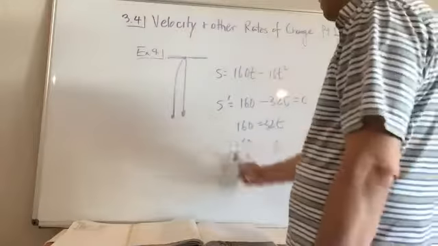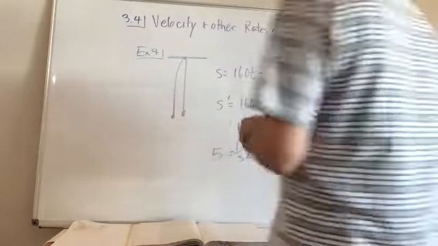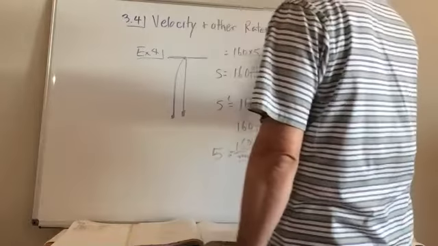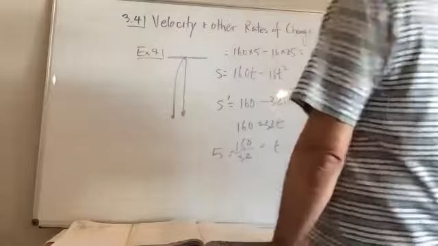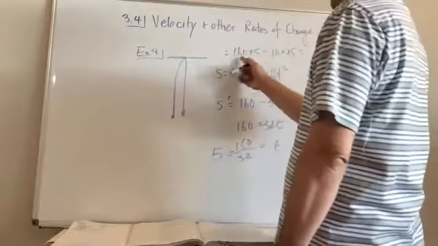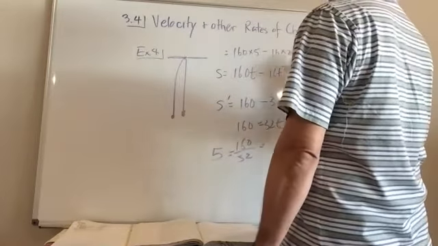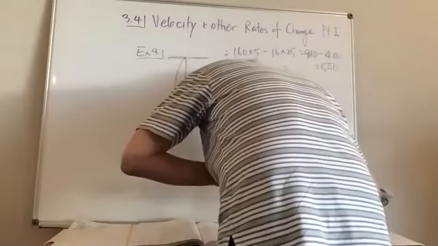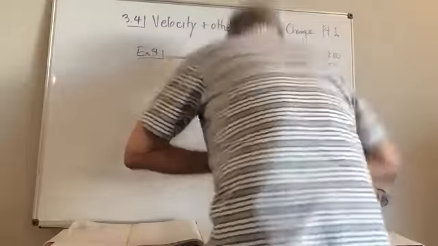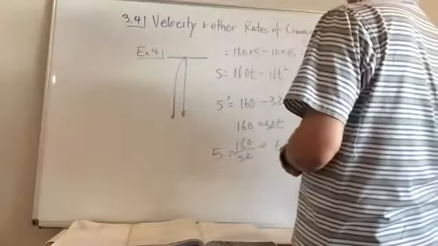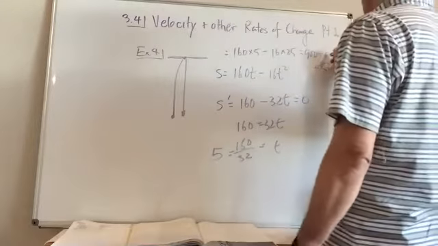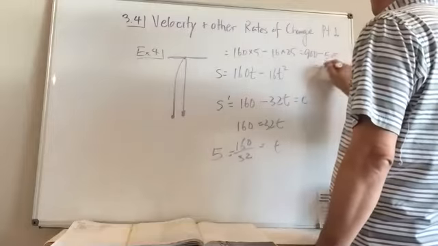So t is equal to 5, so I plug in t equals 5 here. You get 160 times 5 minus 16 times 25. What do I get here? I get 800 minus 400. Looks like it's 500? Is that the answer? Oh, it's 400. 800 minus 400, so this is going to be 400.